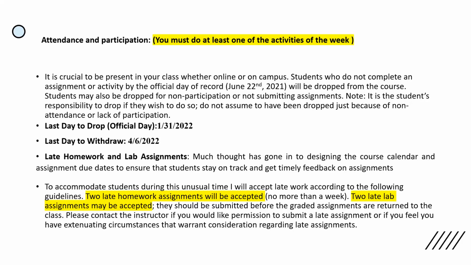It is very, very important that you take into account the last day to drop and the last day to withdraw. About late homework and lab assignments, well, I will accept only 2 late homework assignments and 2 late lab assignments, only if it is because of a reasonable situation.